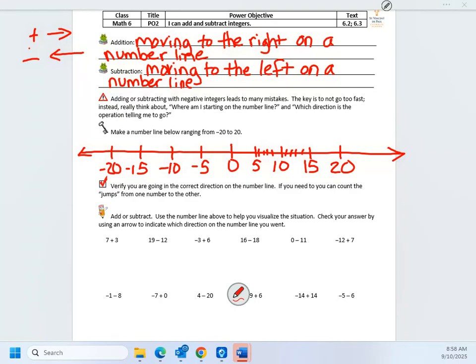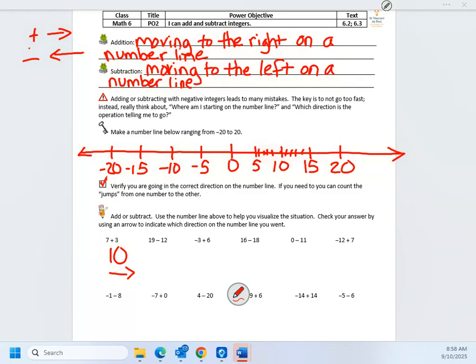Our first one's an easy one. That's regular math. We've been adding 7 plus 3 for years, right? So we start off with that easy one. You start at 7, and you jump 1, 2, 3. So we end at the 10. I went to the right on the number line because I was adding.